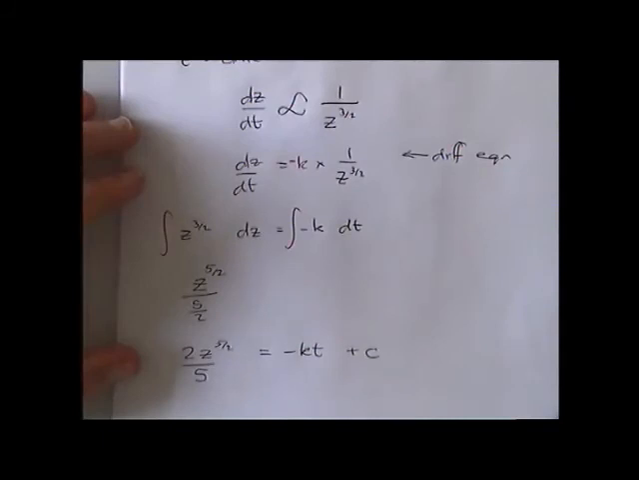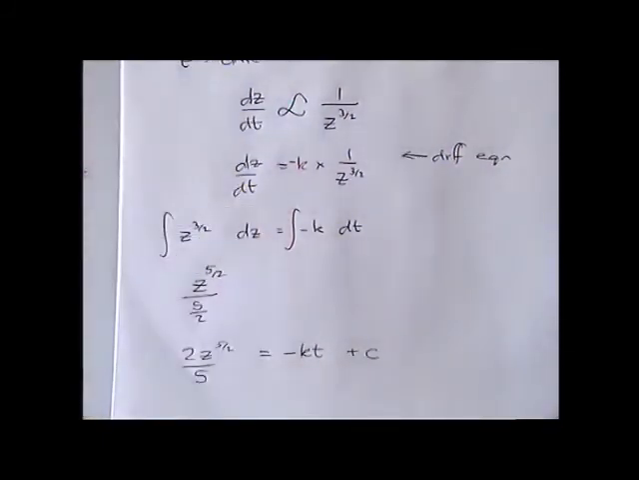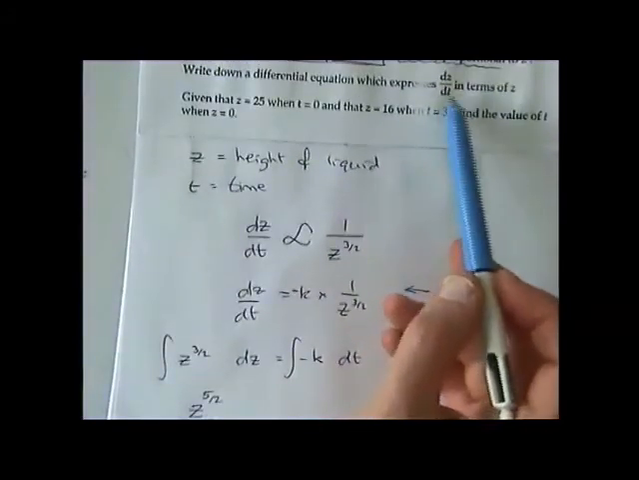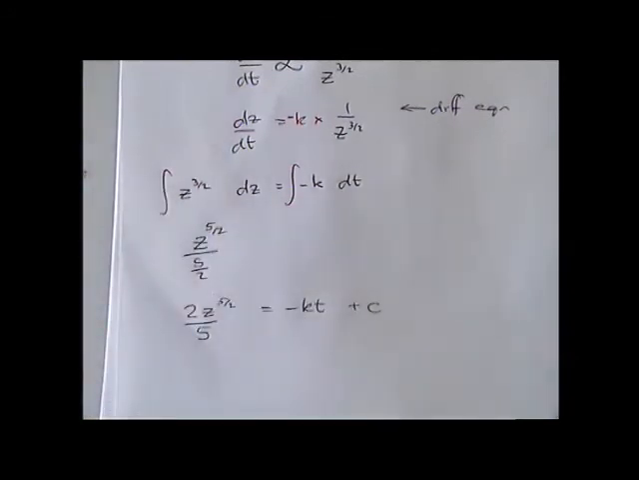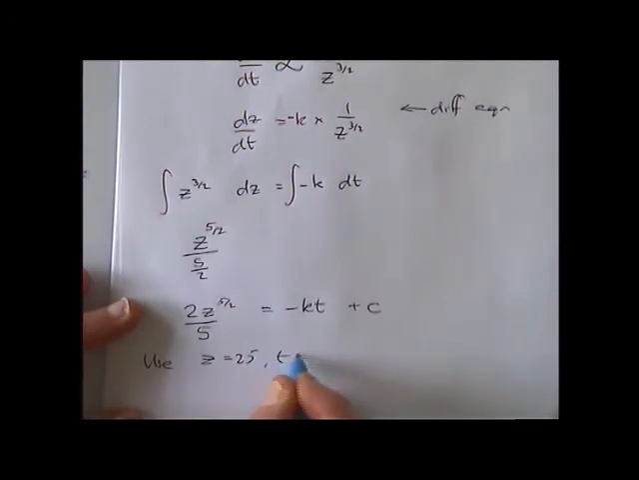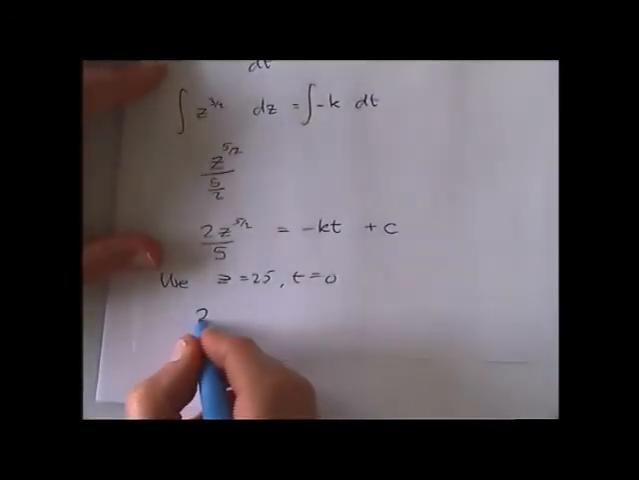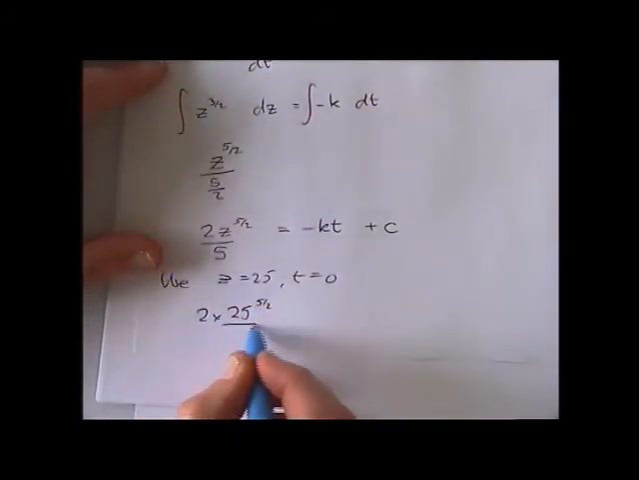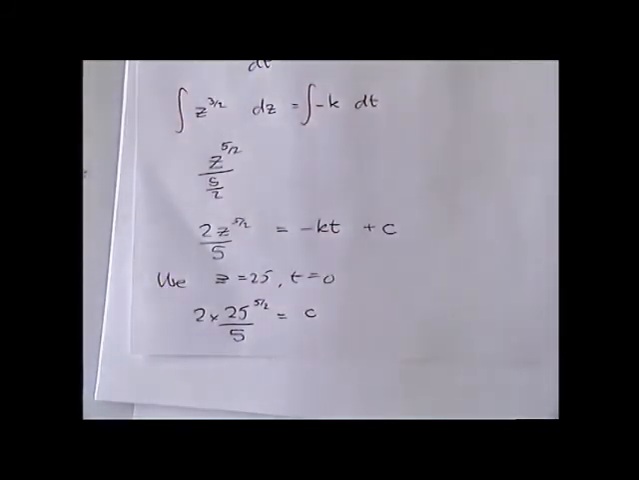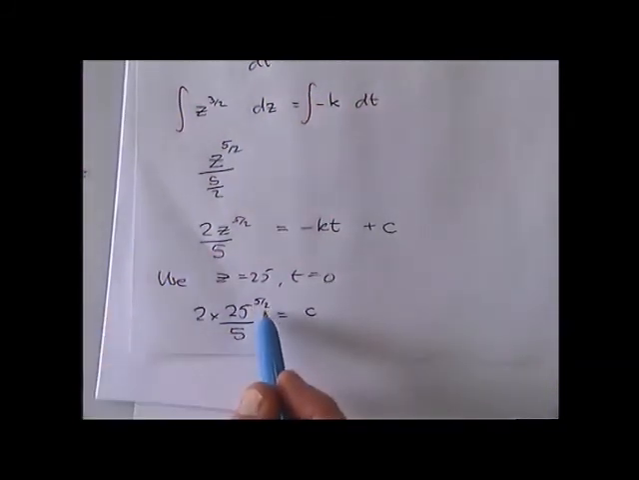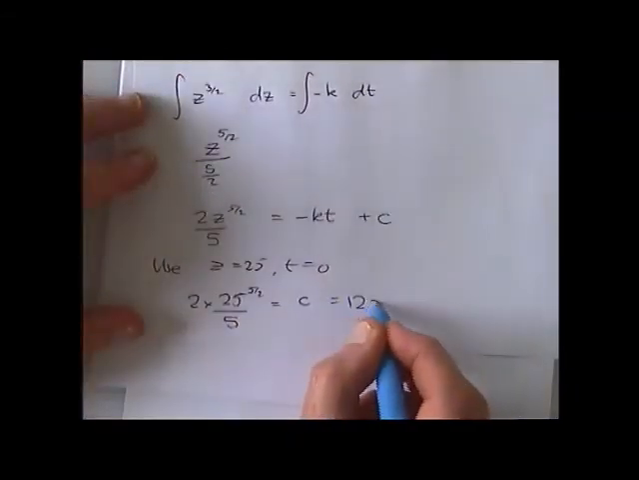Right, what information have I got in the question that will help me? I've got a differential equation which expresses dz/dt, and I've gone to solve it. What information have I got now in the question that I can use? z equals 25 when t equals 0. So if I put that in, I've got 2 lots of 25 to the power of 5 over 2, over 5, equals, when t is 0, that k bit will disappear. So that's actually what my c is. If you put that into a calculator, 25 to the power of a half is 5, so you're doing 5 to the power of 5 divided by 5, that's 5 to the power of 4, which is 625, times 2 is 1250, which is what your calculator should tell you.